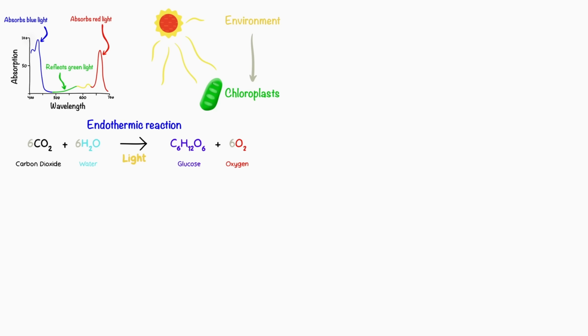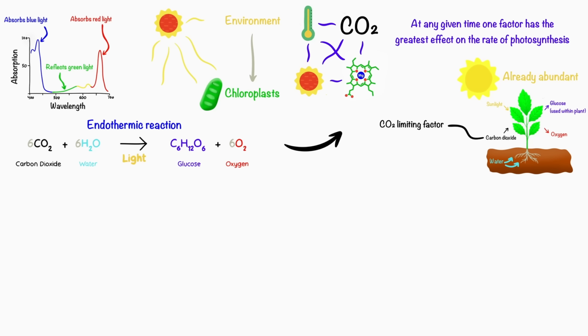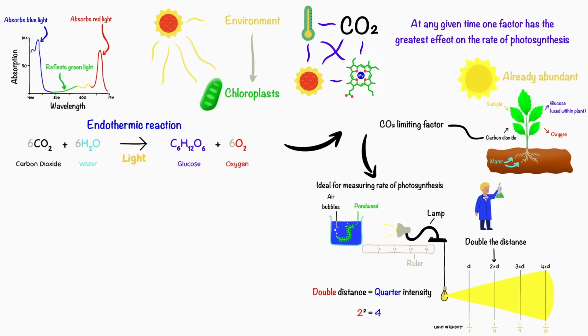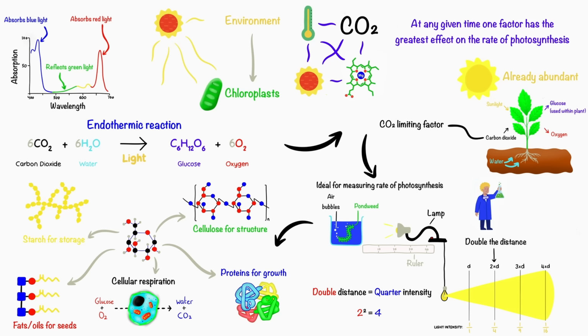Today, we're examining the basic photosynthesis reaction and its chemical equation, investigating the environmental factors that can limit its rate, looking at practical methods for measuring these rates, and finally exploring how plants utilize the glucose they produce.